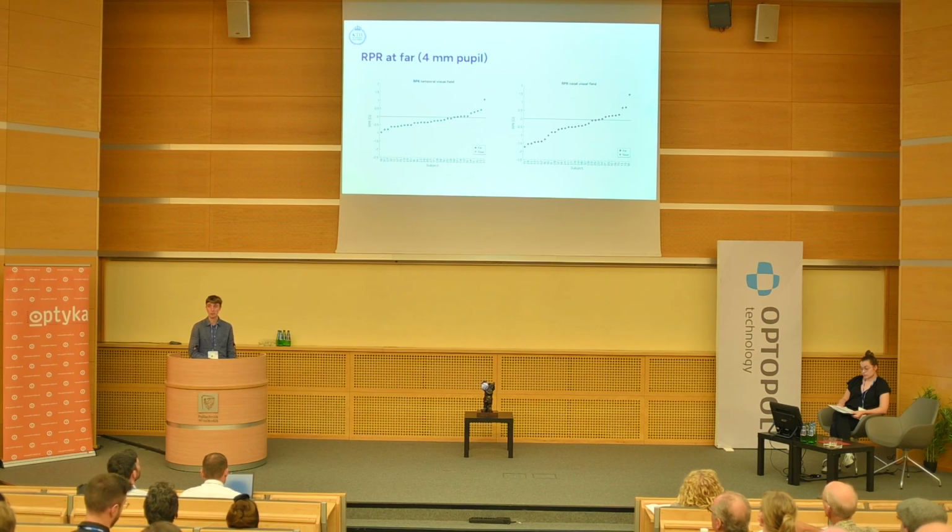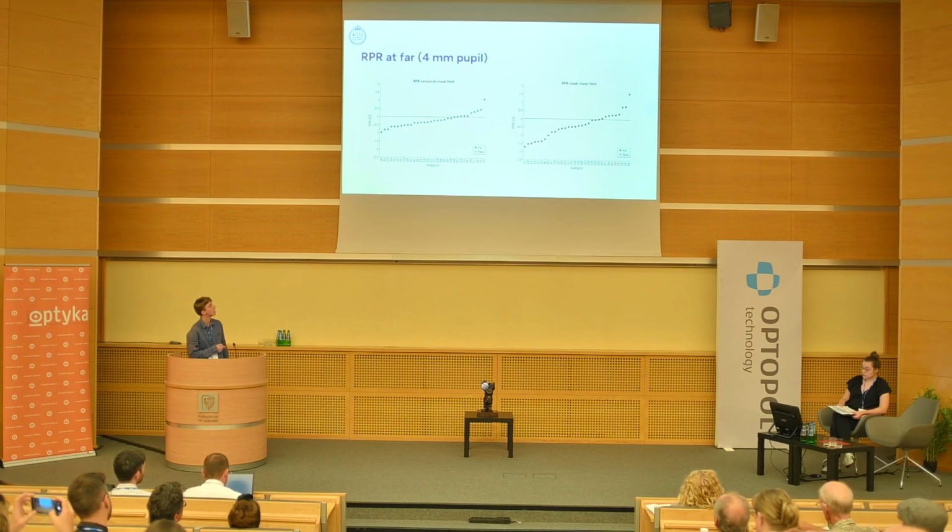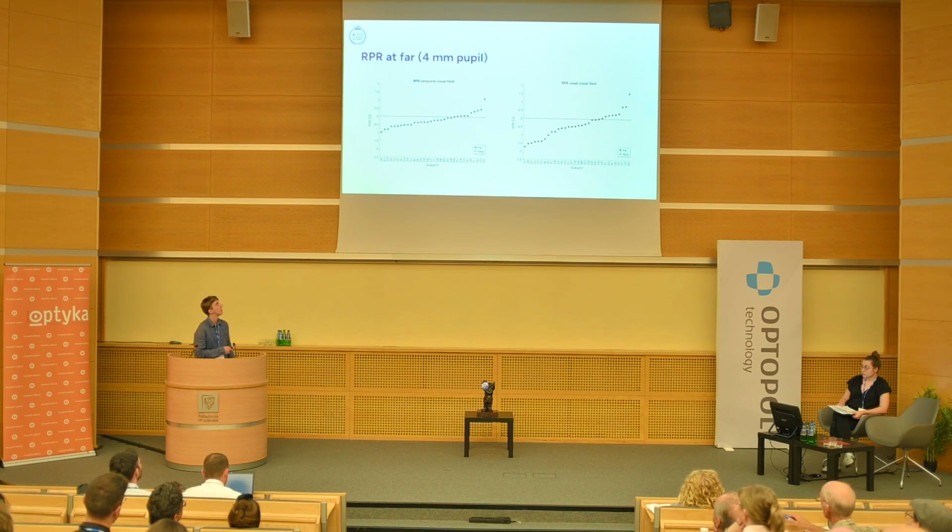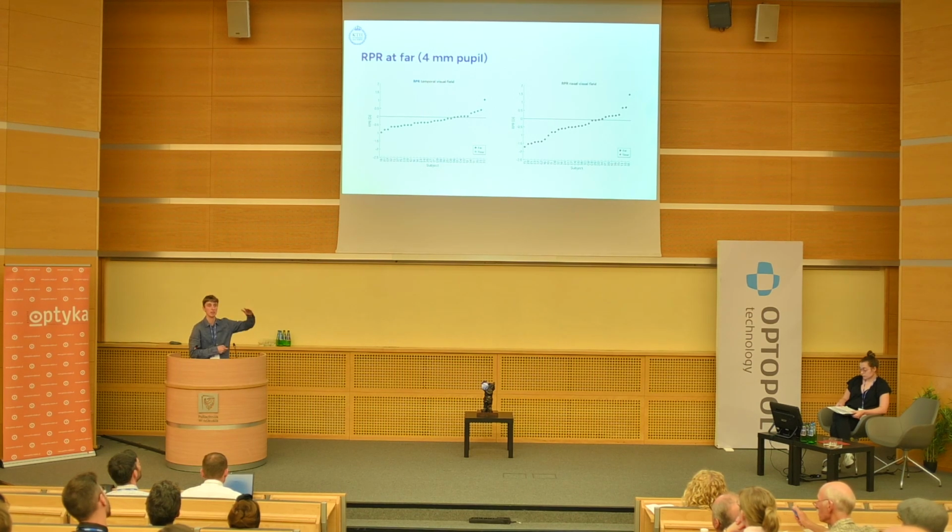Now on to relative peripheral refraction. What you see here, I hope you can see the plots all right on the screen, is RPR in the temporal visual field and RPR in the nasal visual field. These are the values for the far measurements, when they look at the targets 4.5 meters away. Each dot here is one kid, showing the median value for each kid. They're sorted in ascending order, just to give you a sense of the spread.